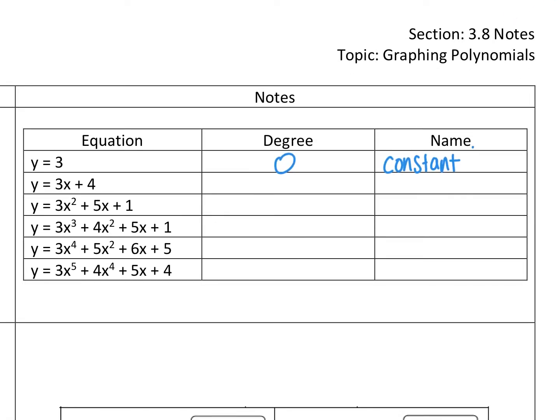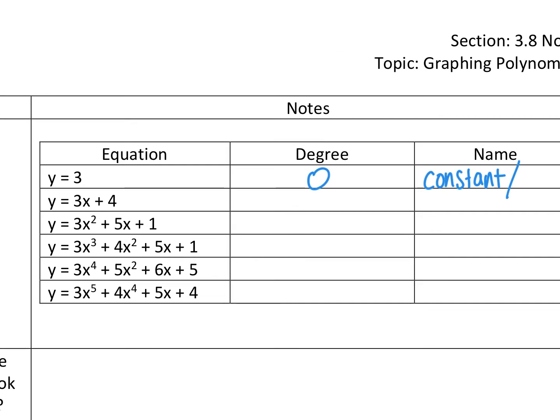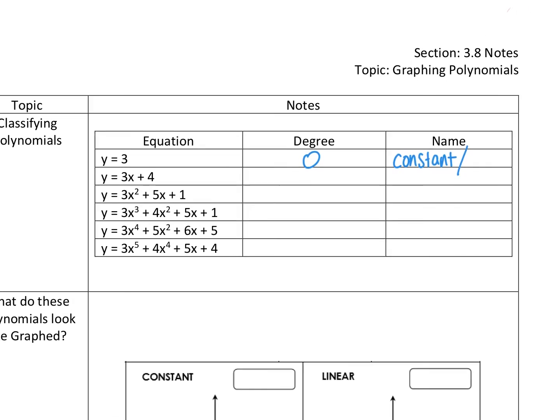If I were to graph the line y equals 3, what would that look like? A horizontal line. That's the word I'm looking for. Good. A straight horizontal line. Perfect. Put that word in there. Need to know that.